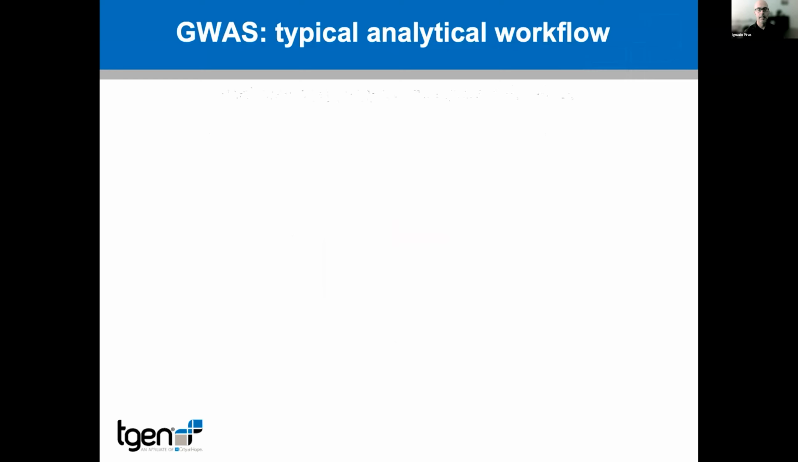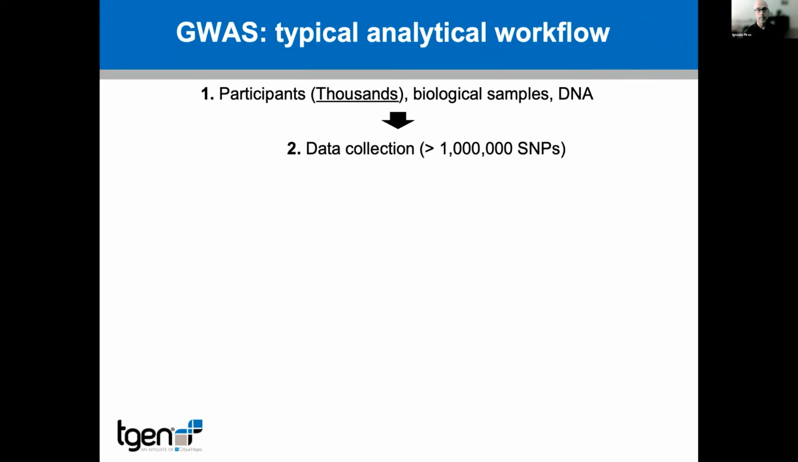This is the typical analytical workflow. We need participants, which can be people or animals or whatever species we are interested in studying. We need to take the biological samples. Usually it's blood or saliva, but we can also use other tissues, and we need to extract the DNA. Then we need to characterize the SNPs all over the genome. For a typical GWAS, we usually characterize more than 1 million SNPs, and it can also be several million. We can do this by genome sequencing, so next generation sequencing, or also by microarrays.